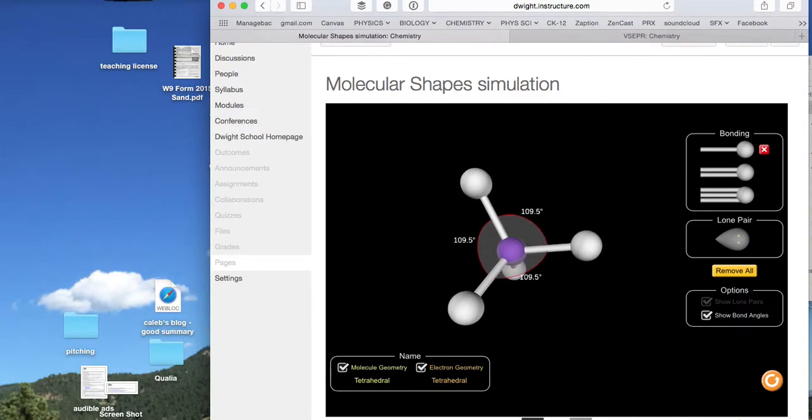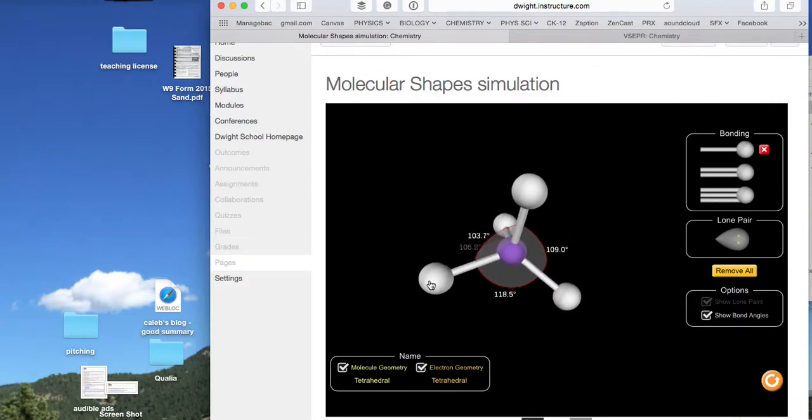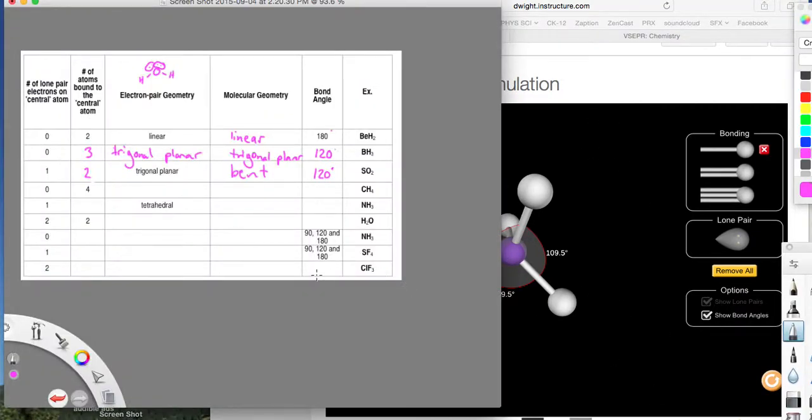It's 109.5. So we call this tetrahedral. There's 4 sides to this. It's 1, 2, 3, 4. And it's this tetrahedral shape, I guess. So let's fill in our chart. Okay, so the electron pair geometry is the same as our molecular geometry since there are no lone pairs, so that's going to be tetrahedral. Tetrahedral. And the bond angle, 109.5 degrees.